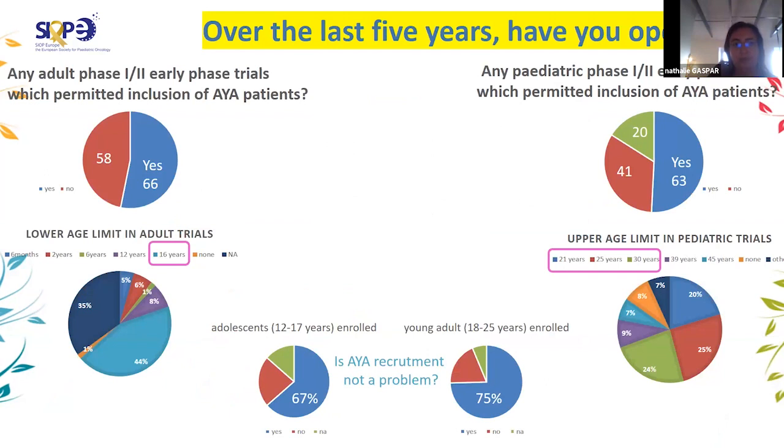More or less, we asked them, have you run adult trials including adolescents? Around half of them said yes, and the lower age limit was usually 16 years old. On the other hand, we asked, did you open pediatric trials to young adults? Half of them responded yes, and the upper age limit varied between 21, 25, and 30 years old. To the question, did you really recruit adolescents and young adults in these trials, about two thirds said they did, which is more than we expected.